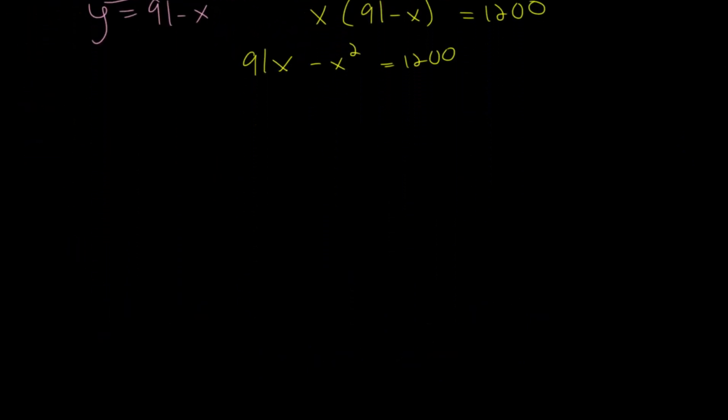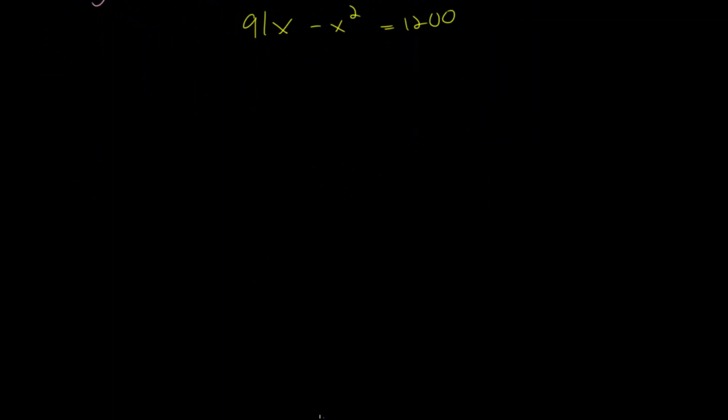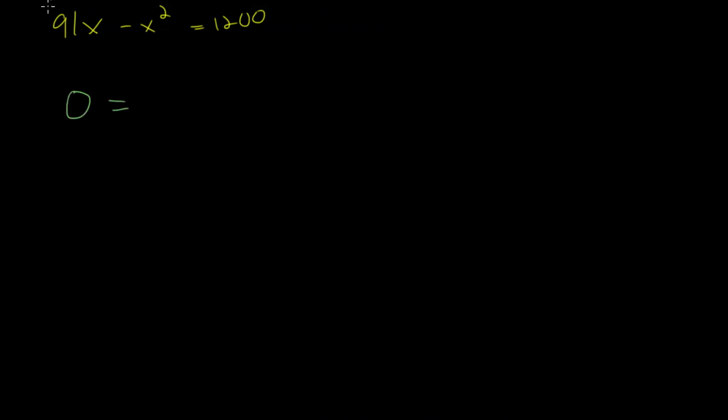And to solve a quadratic, the general strategy is to set one side of the equation equal to 0. So let's move everything to the right, so that on the left we'll get 0. We're subtracting 91x and we're adding x squared. We get 0 is x squared minus 91x plus 1200. And with this quadratic, we could try to factor it, but ultimately that will lead to a very tedious approach. So the more straightforward approach is to use the quadratic formula.